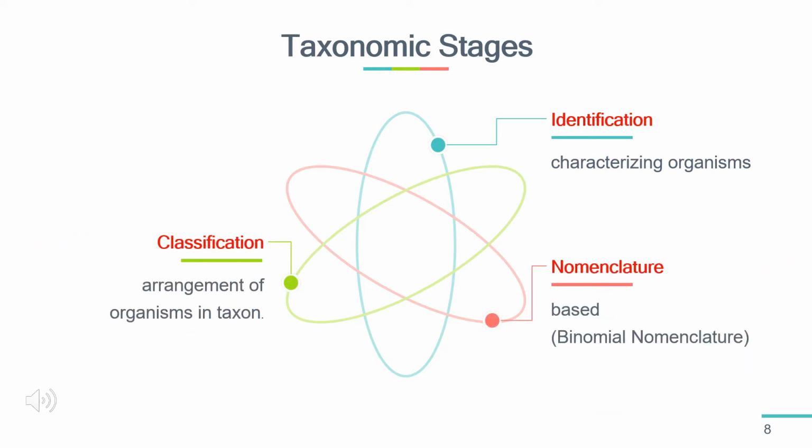You might have heard about taxonomic stages. Basically, taxonomic stages consist of three, which are identification, which is characterizing organisms. Second is classification, which is the arrangement of organisms in taxa, and the third is nomenclature, which is based on the binomial nomenclature.